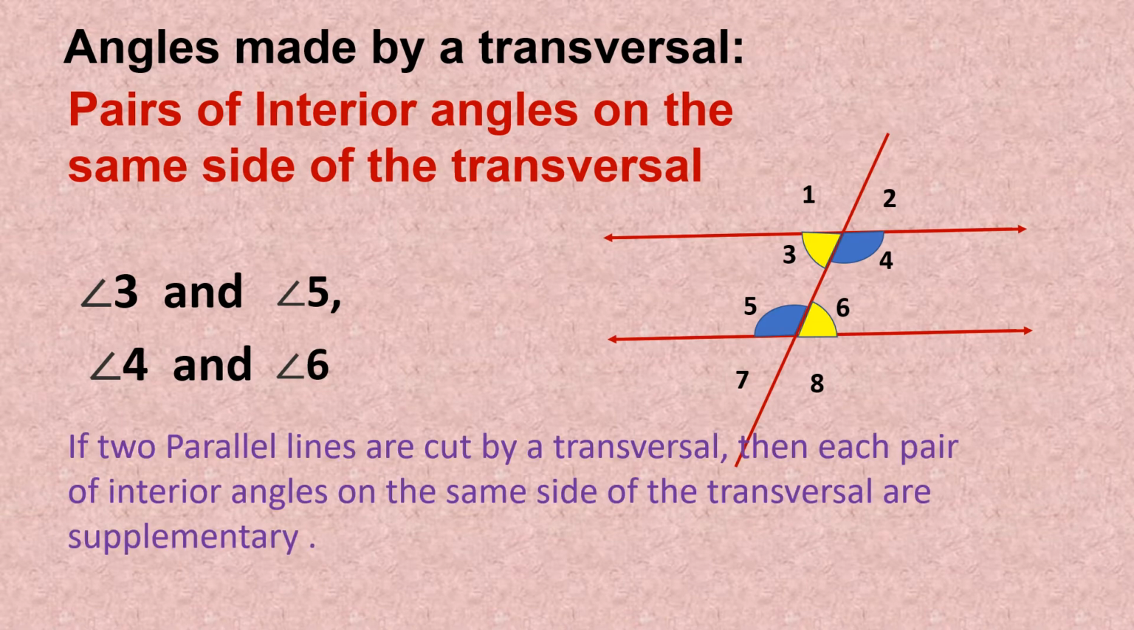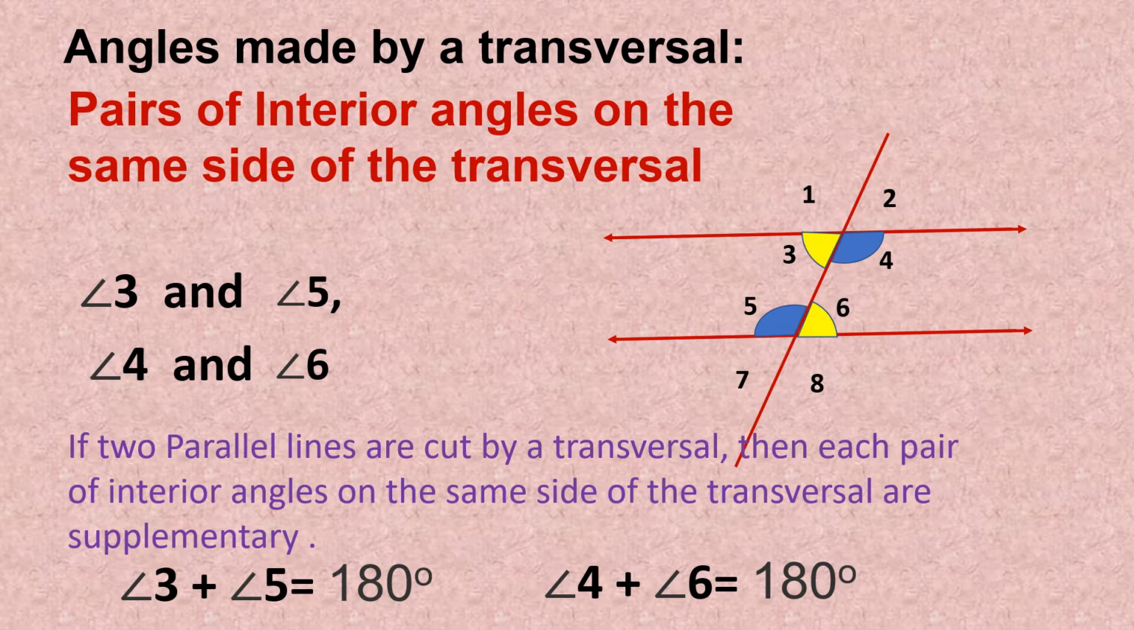So if two parallel lines are cut by a transversal, then each pair of interior angles on the same side of the transversal are supplementary. Supplementary means the sum is 180 degrees. So angle 3 plus angle 5 equals 180 degrees, and angle 6 plus angle 4 is 180 degrees. So angles on the same side of the transversal sum to 180 degrees only if they are between two parallel lines.